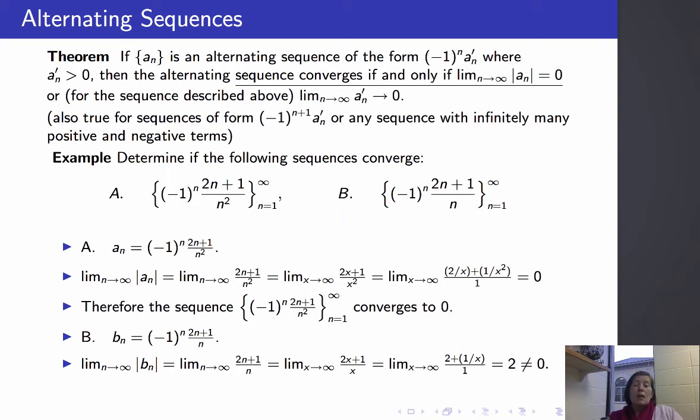I can replace the n by an x as before, and I get the limit as x approaches infinity of (2x+1)/x. And dividing above and below by x, I'm looking at the limit as x approaches infinity of 2 + 1/x. And this is 2, which is obviously not 0, and therefore the theorem says that this sequence diverges.